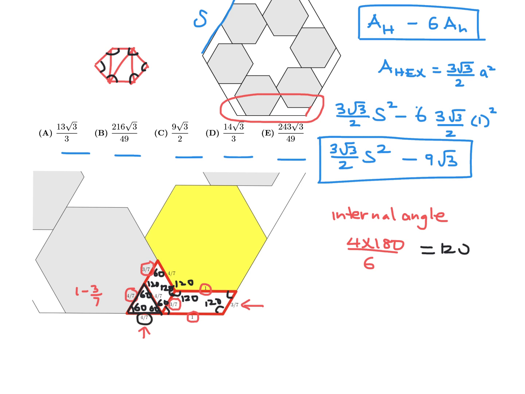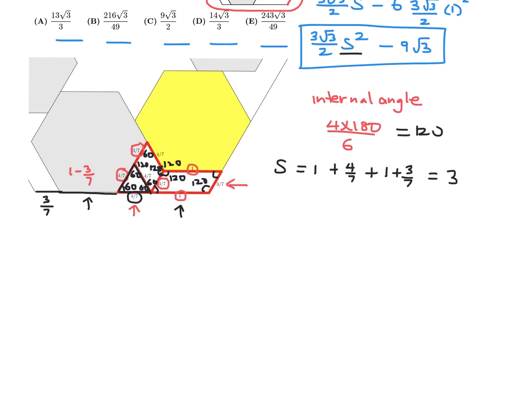So we know that this is 1, this is 4/7, this is 1, and this is 3/7, correct? Because that's what the question told me. So therefore the side length, S, is 1 plus 4/7 plus 1 plus 3/7, and that is 1 plus 2 is 3. So this S is 3. So that's all we have to do now, just plug in 3 into that equation.